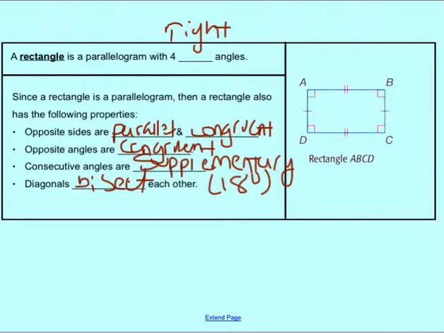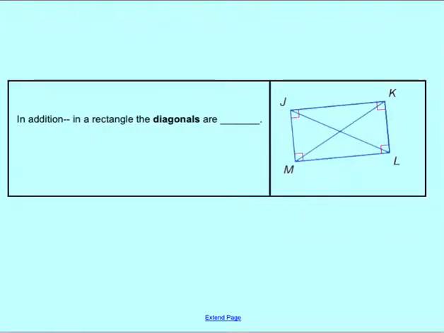Let's continue. In addition, the diagonals are always congruent. So not only do they bisect each other, meaning these halves are the same, but we're also saying now that this line and this line are congruent to each other. So it's not even just the 2 halves of one diagonal bisecting each other. The entire diagonal in and of itself is congruent.